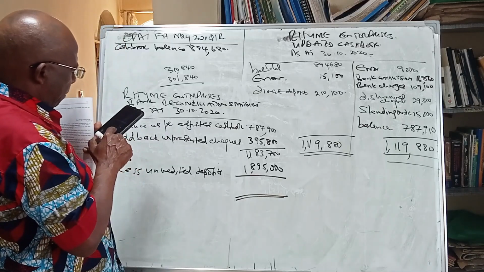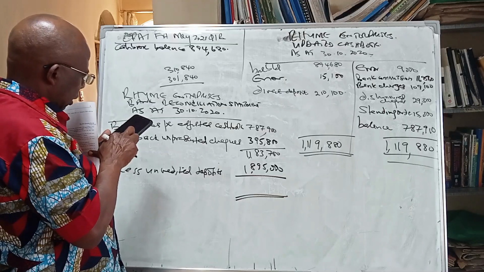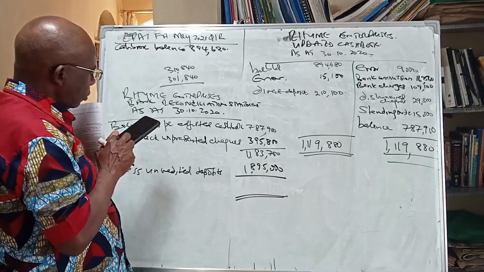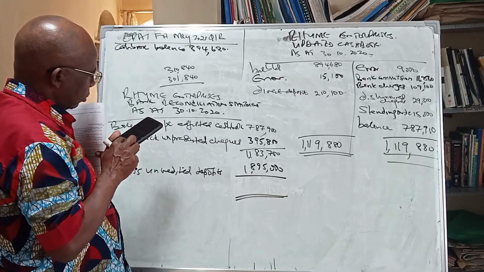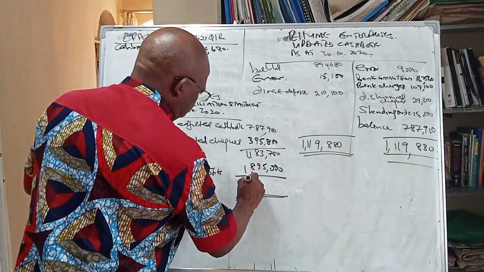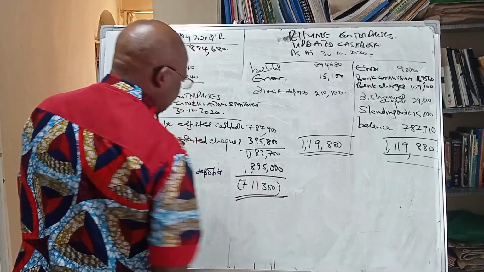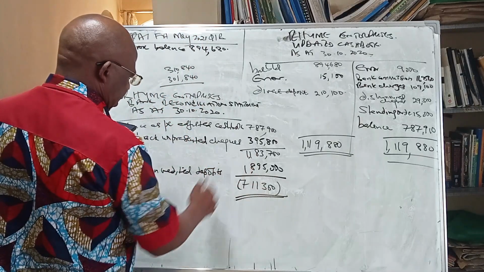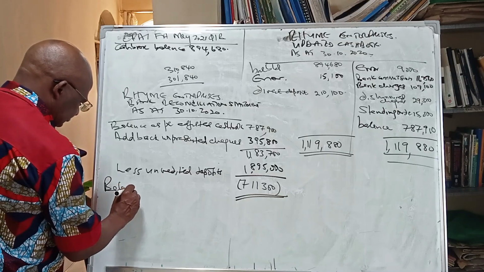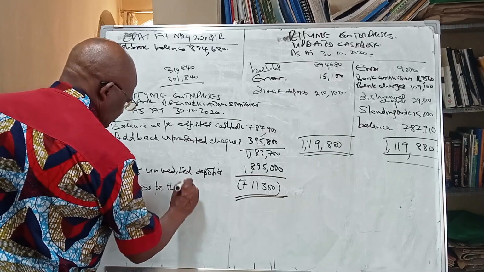And therefore 1,183,700 minus 1,895,000, we get minus 711,300. This is the balance as per the bank statement.